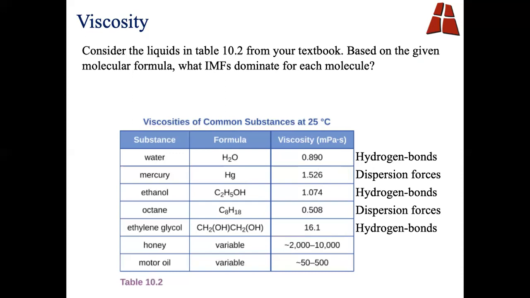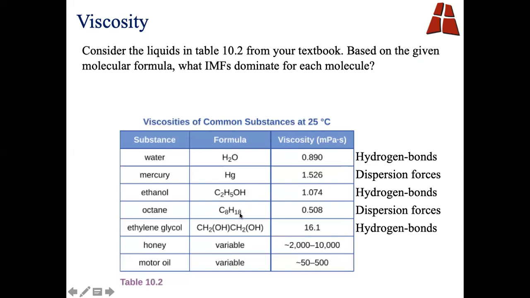Mercury is a very large atom. If you think of it, it has a much greater molecular weight than something like water. That's what gives it its large viscosity: it only has dispersion forces, but it has very large dispersion forces, so much stronger in fact that it's actually stronger than the hydrogen bonding we see in water. It's also true in ethanol. Ethanol is a little bit bigger than water, meaning it's a little bit more viscous. It also has hydrogen bonding.